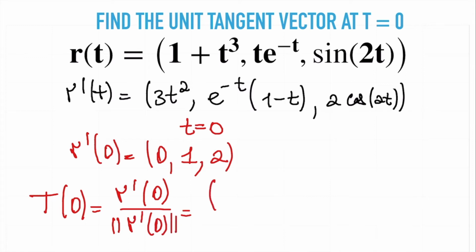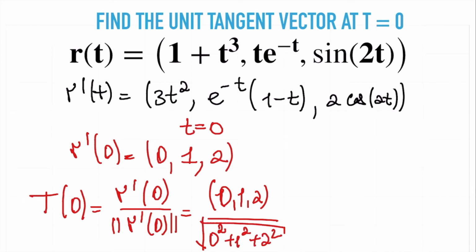Well, that's again going to be a vector, obviously. So (1, 0, 2) divided by the length of this vector, which is obtained by summing the squares of its components: 0 squared plus 1 squared plus 2 squared. That's going to be the square root of 5.